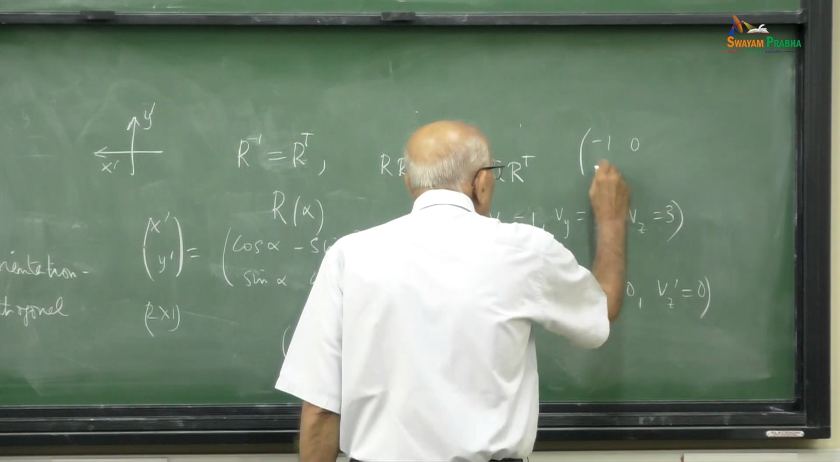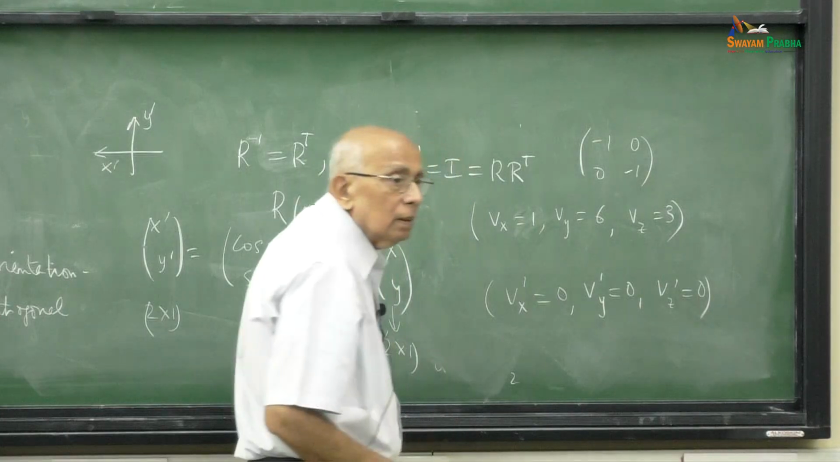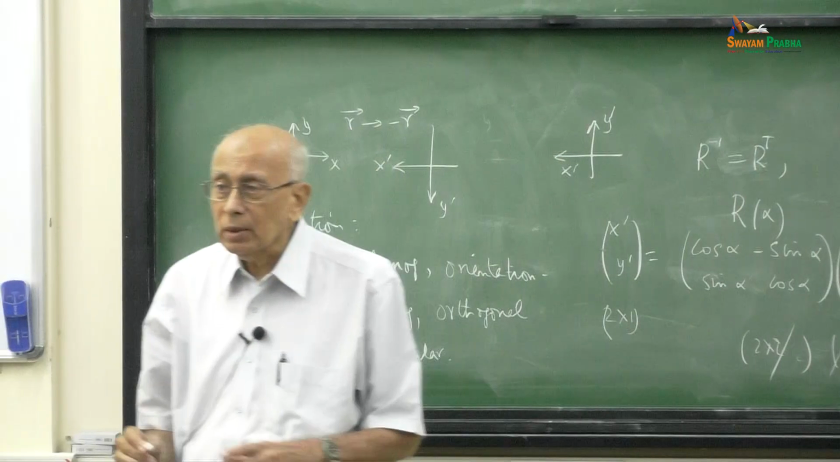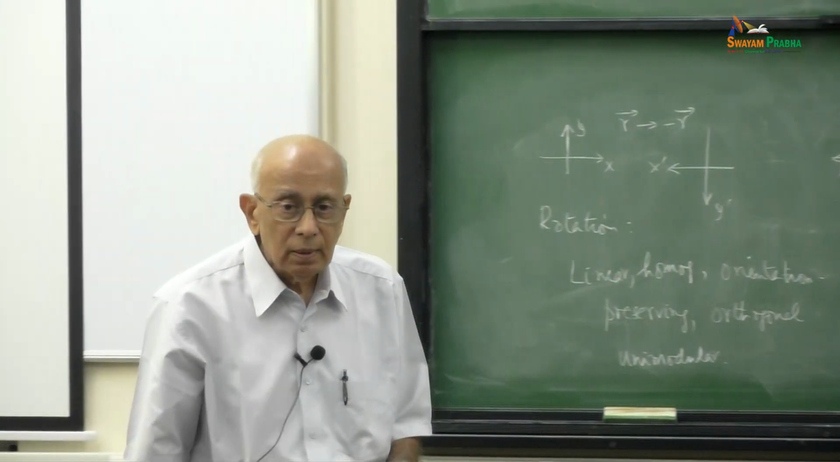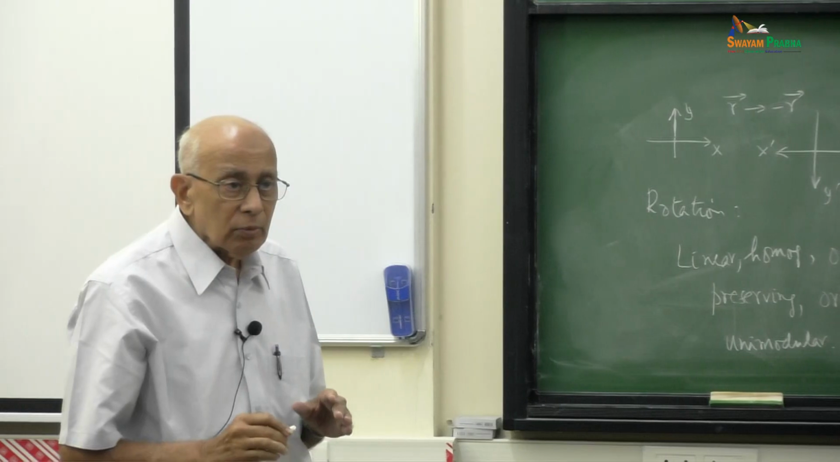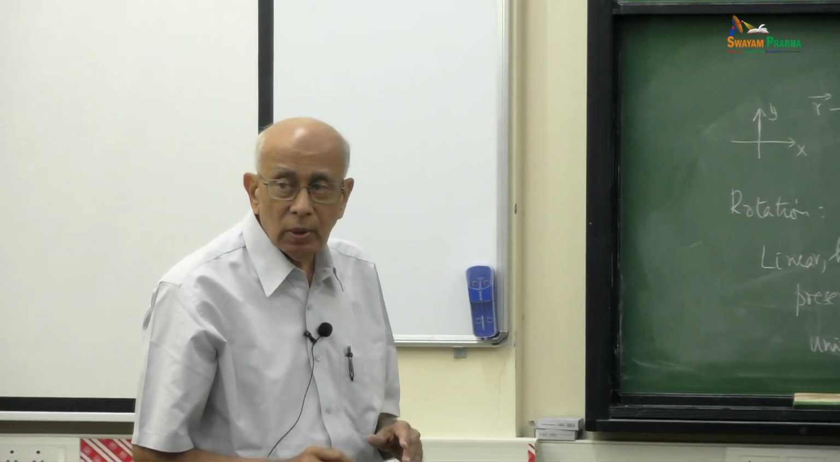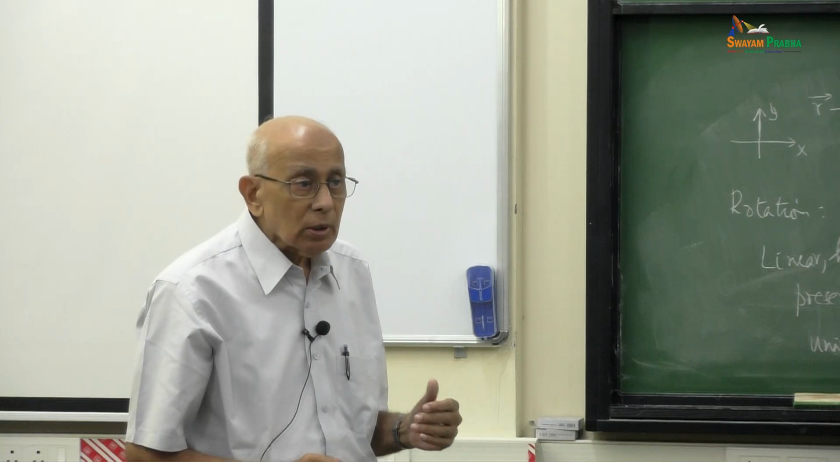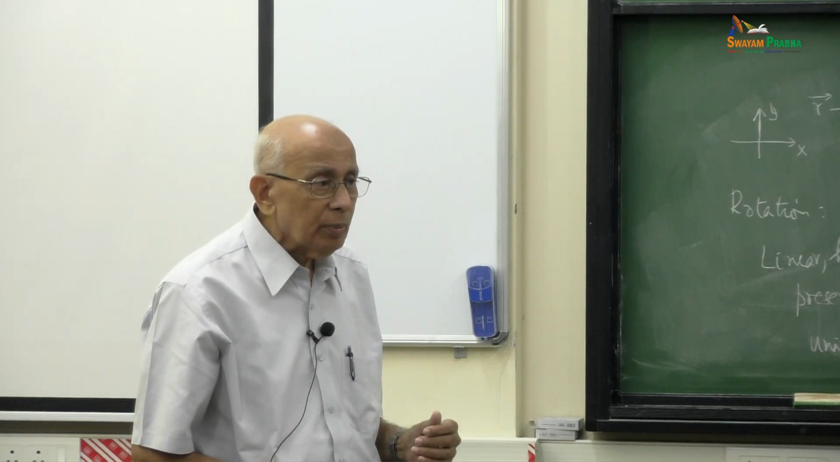-1, 0, 0, -1. Right? That flips all the axes and doesn't do anything else. It would look like an improper transformation, but is it or is it not? What's the determinant of that? +1. So it's a proper transformation. How do you explain that?